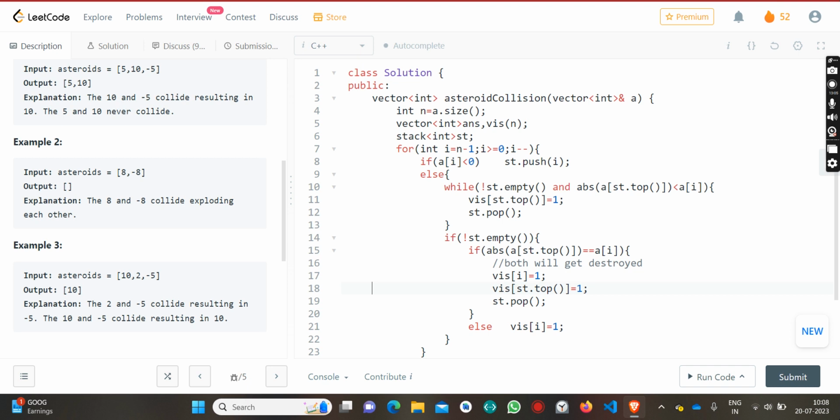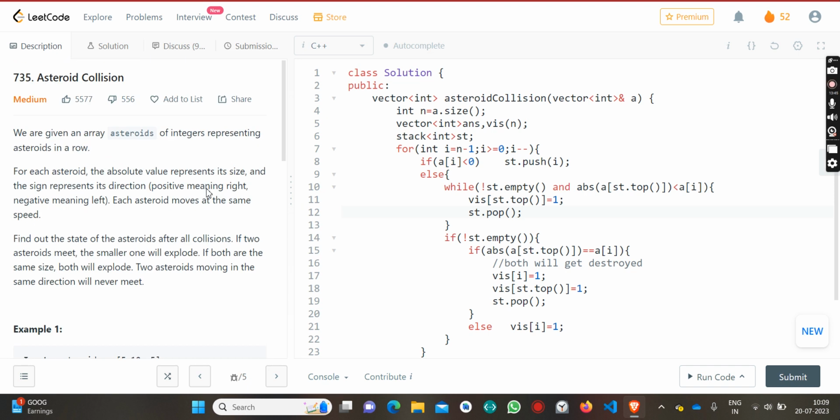Why? Because I am also popping all the time. It will not be executed for all the elements. You can realize it yourself. Whenever I am encountering an asteroid which is moving to the right, at that time I am also popping the elements from the stack. So in total, it would be big O of n. You can safely tell the interviewer that it is big O of n, means it has linear time complexity. So yeah, that's all about the problem.